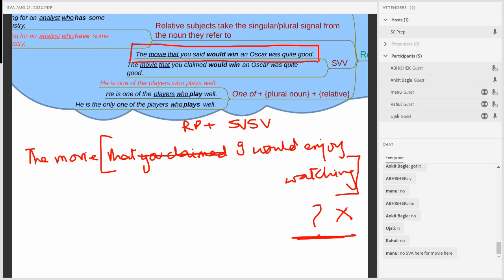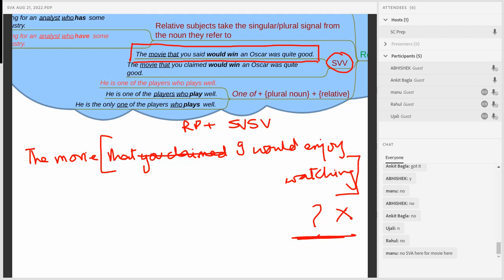Yes, sir, please go ahead. If we have the movie that you watched, now watched makes sense with movie. The movie that you watched, I would enjoy watching. So in this sentence also, I think there is no verb for the movie. There is no verb, and therefore it's not a sentence. Those SVSV patterns, in fact, are easier to recognize. If we remove I, then we get a verb for the movie: would enjoy. But the meaning would be wrong. The movie would enjoy watching is wrong. Yeah, that would be a little absurd.